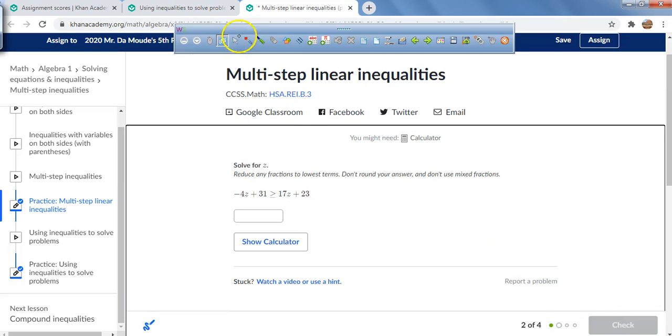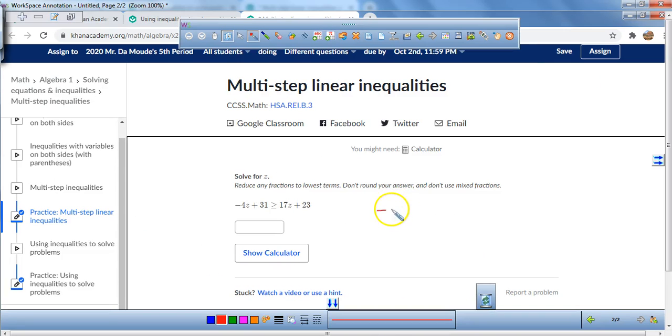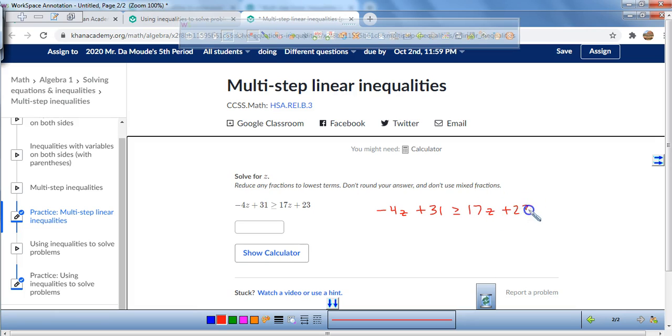Let's do another one. I've got negative 4z plus 31 is greater than or equal to 17z plus 23. Now, normally what I would do is add 4z to both sides to keep everything positive, but what if you're a student that says, I'm just going to take away 17z on both sides? You can still do that, and that zeroes out. We're left with negative 21z's. If you like things negative, that's fine. You can bring all the variables over and keep them negative.